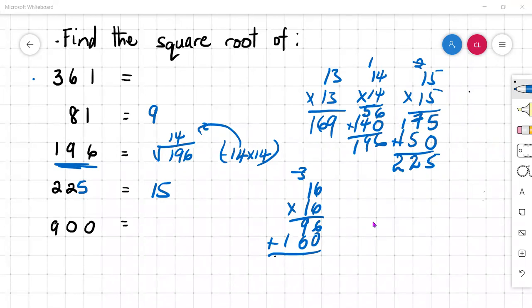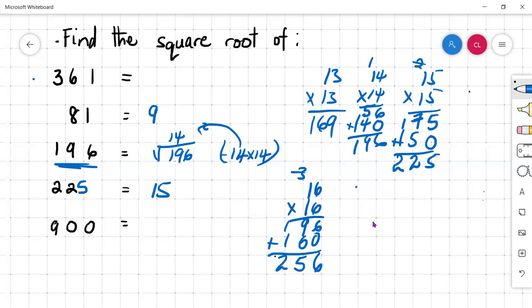All right? So 6 and, what would be this? 6 and 0 would be 6. 9 and 6 would be 15, right? 5 and carry 1. So this now is 256. Is that correct? 16 times 16, yes, 256.